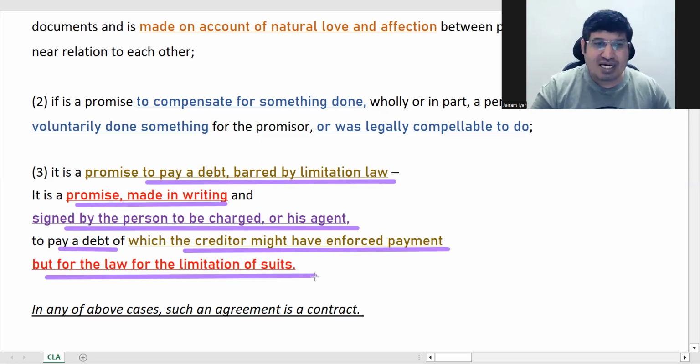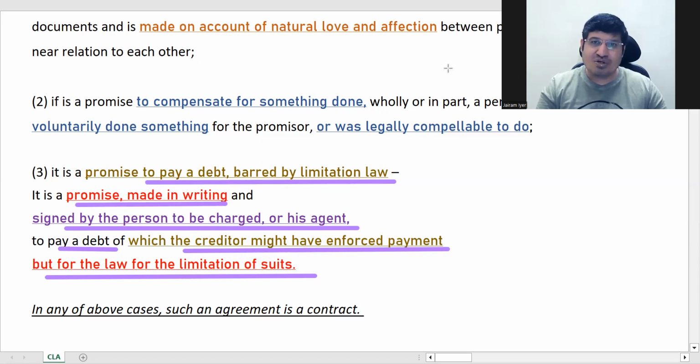Okay, he has a promise in writing that I will pay you this debt within 5 years, and the limitation ends in 3 years. So still that promise will hold good for 5 years. Okay, for commercial contracts. This is done basically to protect commercial contracts.